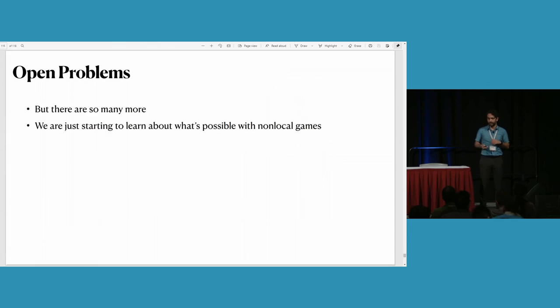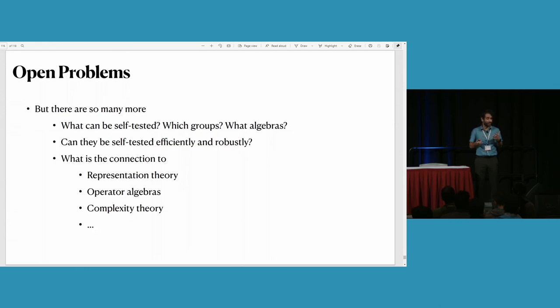But there are so many more problems, especially about self-testing. Look, we're just starting to learn about what's possible with non-local games: what groups you can self-test, what algebras you can self-test. And we're starting to understand the connection of this problem, self-testing, with a lot of other fields: representation theory, operator algebras, complexity theory, semidefinite programming, sums of squares, you name it.